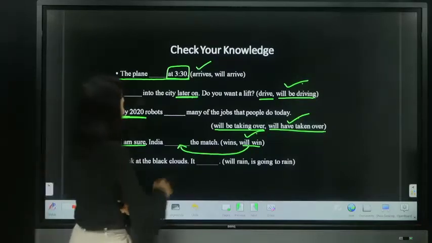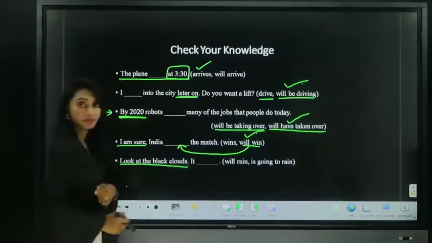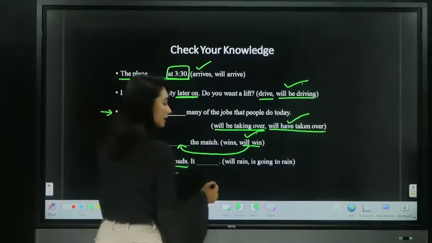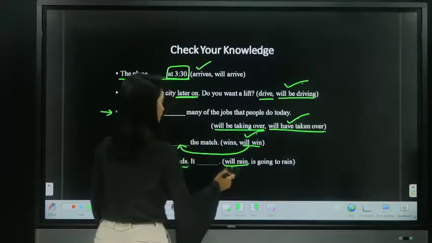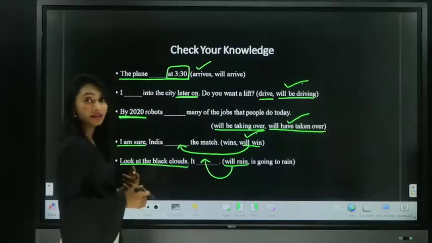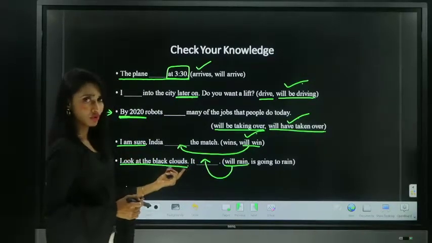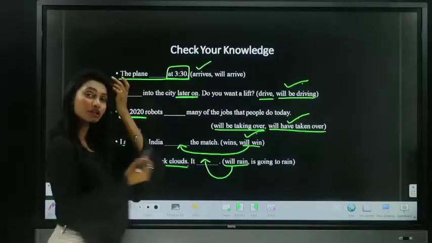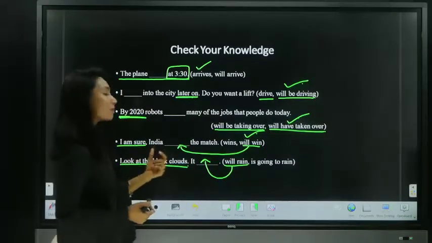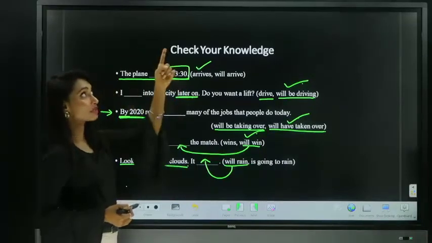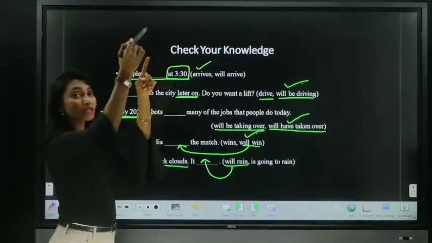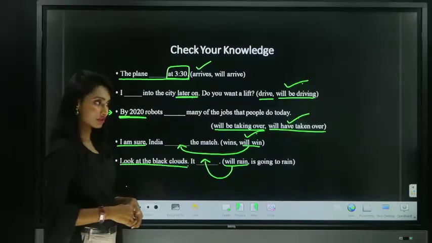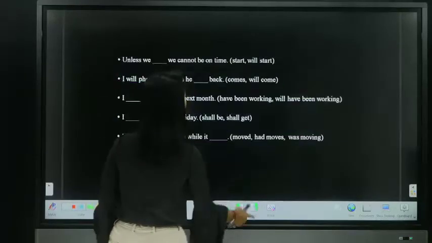All right. See, look at the black clouds. Action going on at the time of speaking. It will rain. Future. Because decision, no. But we are talking about the future action. It is going to rain, also near future action. But look at the black clouds. We are talking about something which should be done now because something is going to happen in the future. So it's better to take simple future than present continuous. So let's move on to the next one, guys.